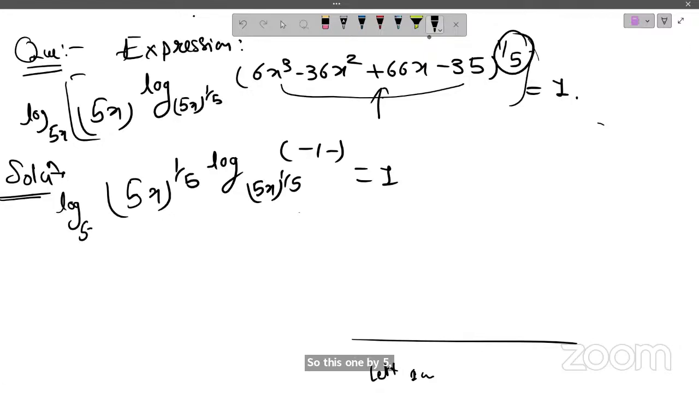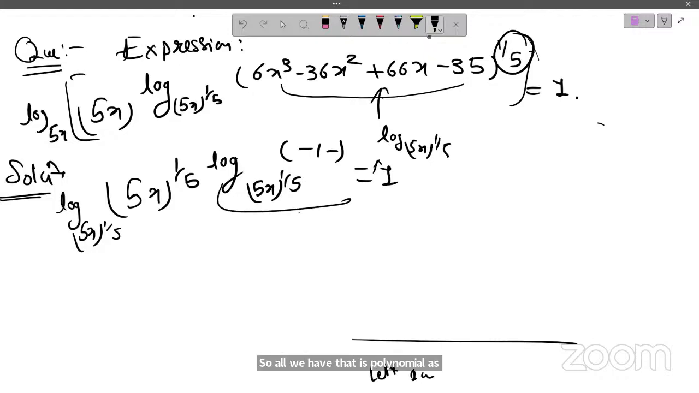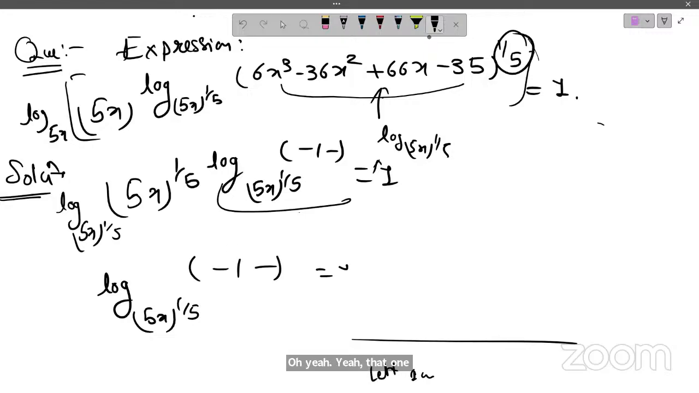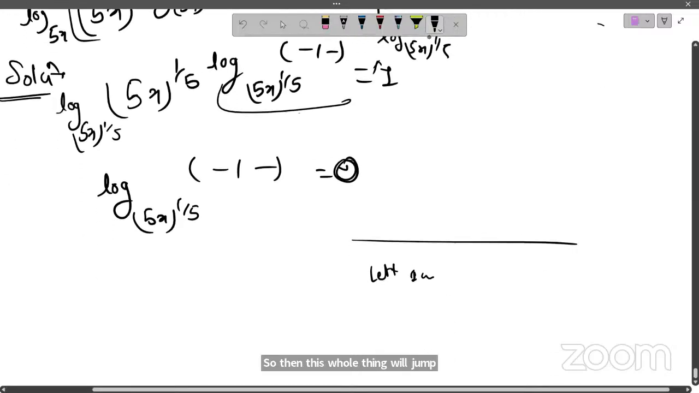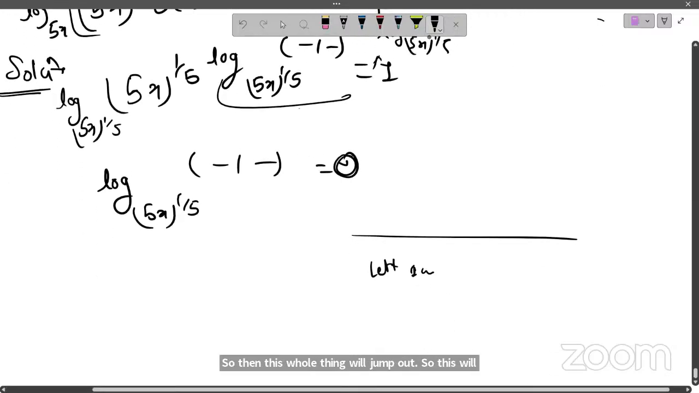I'm just taking log base 5x to the power 1 by 5 on both sides. So then this whole thing will jump out. So this will become log of 5x to the power 1 by 5, and then we have the expression here, and then this should be equal to, log of 1 will become 0, right? Correct?